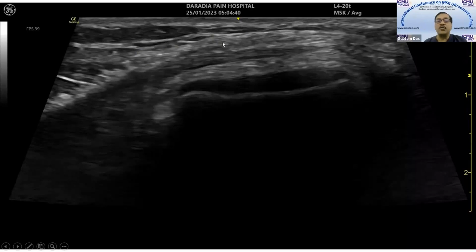Here is the medial retinaculum, then your ligament, and then your fat pad, then the articular cartilage of the patella, and this is your patellar bone. And here one, and here one, the synovial sac will be bulging on either side.